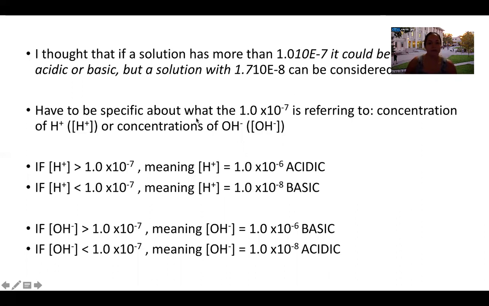First of all, you have to be specific about that 1.0 times 10 to the minus 7th, what that is referring to, right? Usually from that section, it's going to refer to the concentration of H plus or H3O plus. Remember, those are interchangeable, hydrogen ion or hydronium ion. We represent the concentration with these square brackets, and we put the H plus in there. Or are we talking about the concentration of OH minus, hydroxide ion? Again, with the square brackets, it means concentration of.